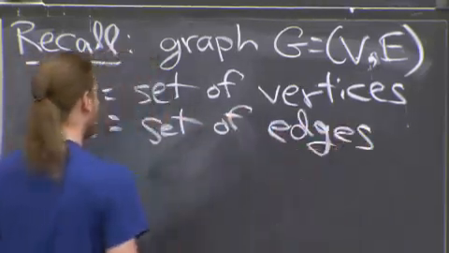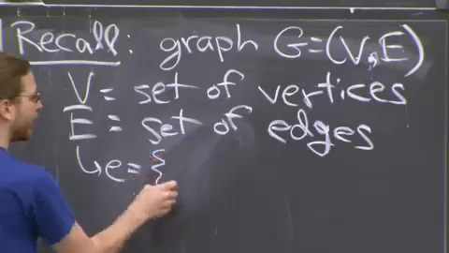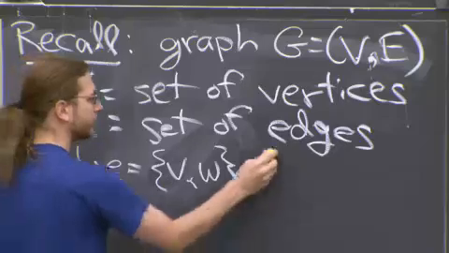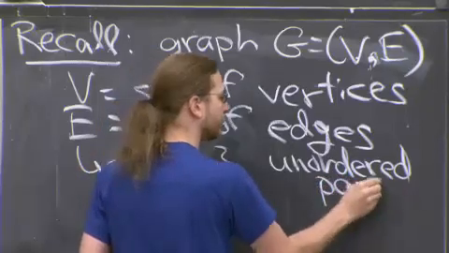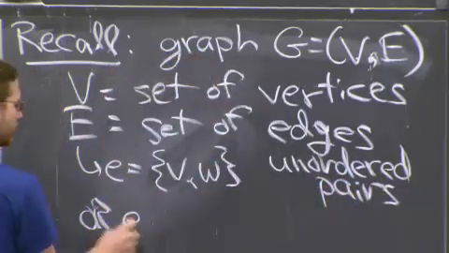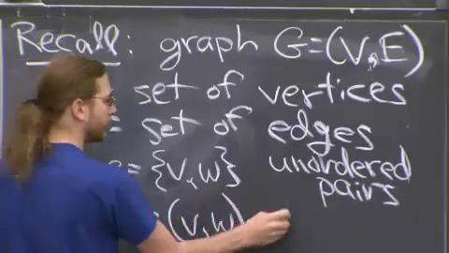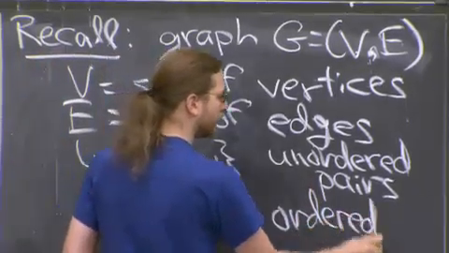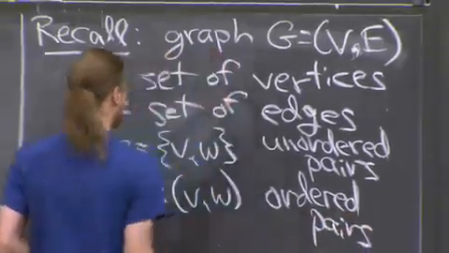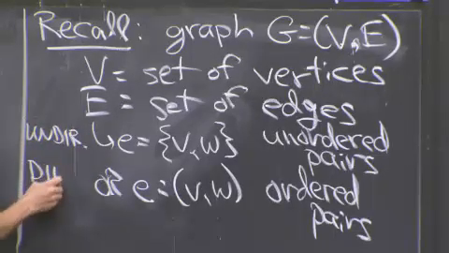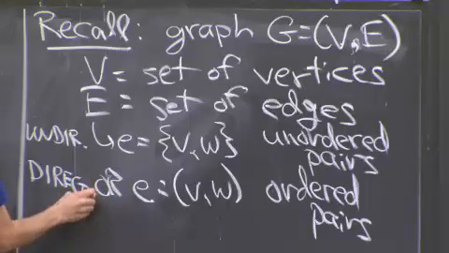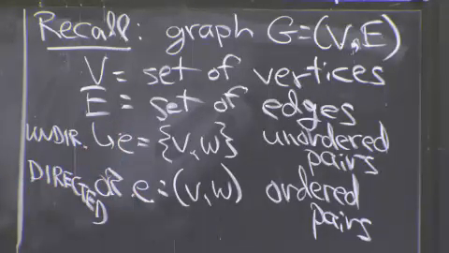Edges are either unordered pairs, so sets of two items, or ordered pairs. In the first case, we call the graph undirected. In the second case, we call the graph directed. Usually, there's only one type. Either all the edges are directed or all the edges are undirected. There is a study of graphs that have both, but we are not doing that here.